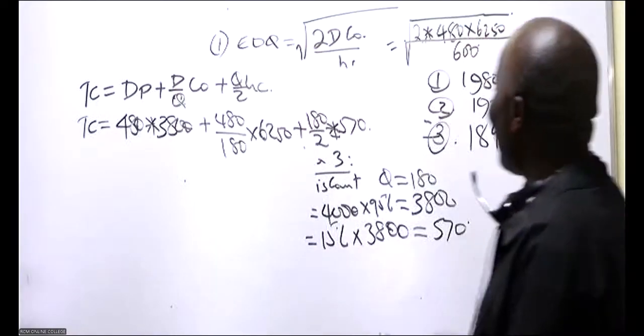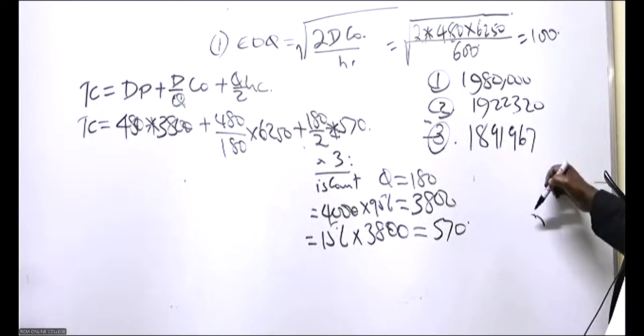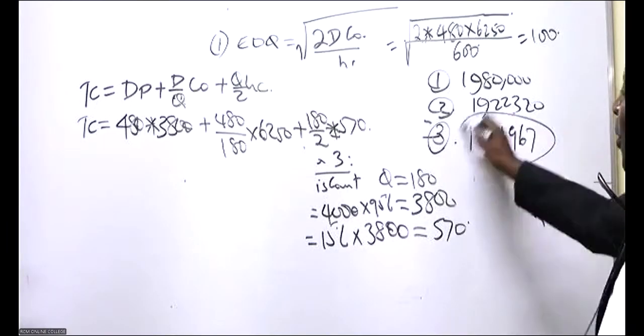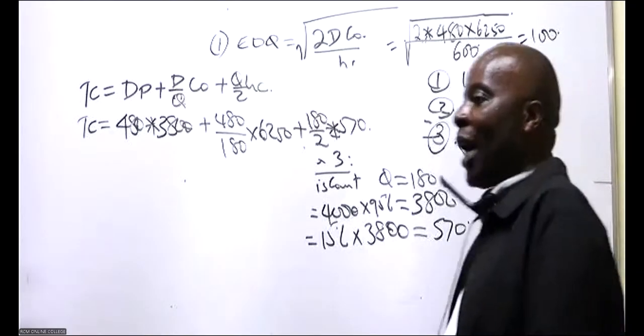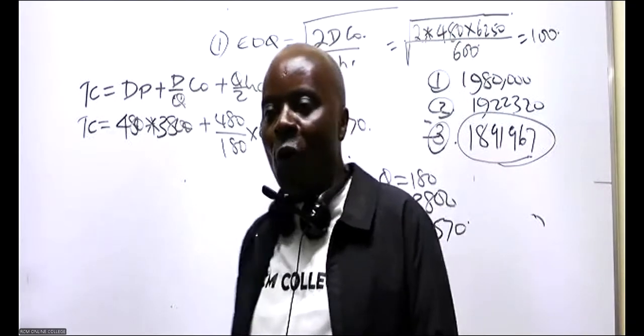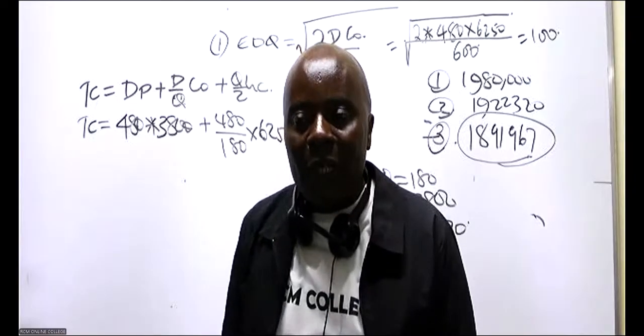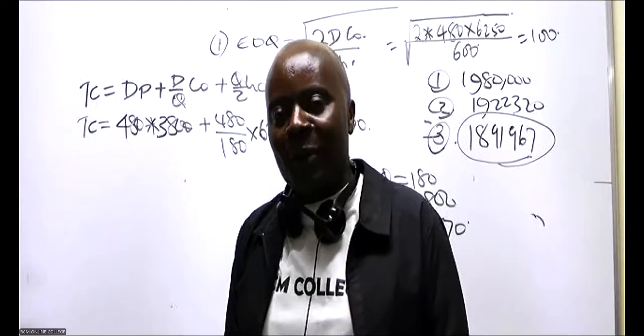So which one in this case should we go for? Which option is the best? The one that has got the lowest cost, isn't it? In this case, option number 3 is the best, and therefore we should go for the 5% discount. We should go for the 5% discount.